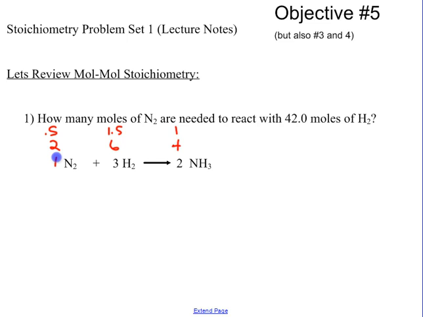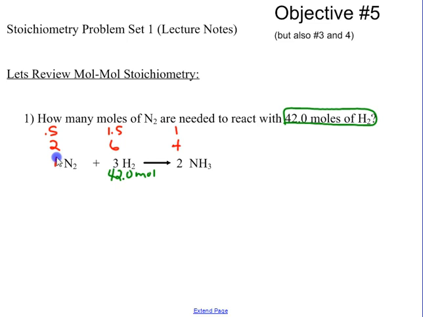So here's a problem using that mole-mole stoichiometry that you've already worked with, and it says how many moles of N2 are needed to react with 42 moles of hydrogen. Sometimes, as these problems start to get more complex, it's helpful to look at the problem and identify what quantity you're starting with, which is right here, 42 moles of hydrogen. I'm going to recommend that you write that down underneath that substance. So 42.0 moles of hydrogen. I'm going to put that with its unit underneath the hydrogen.